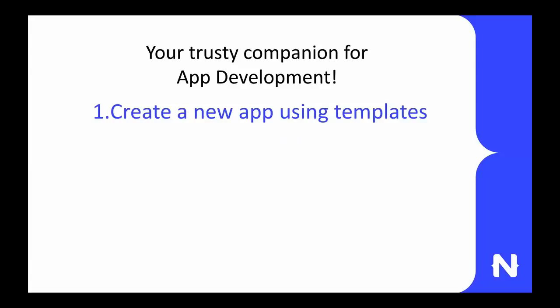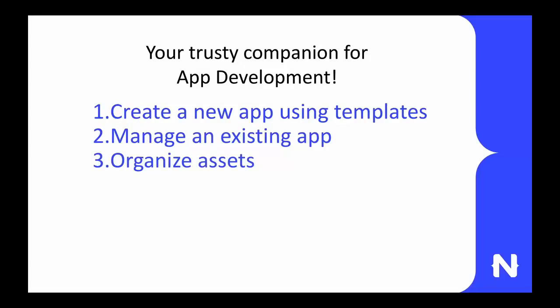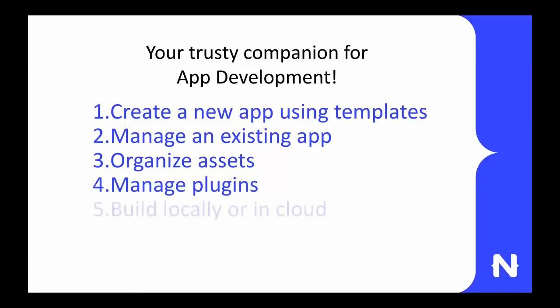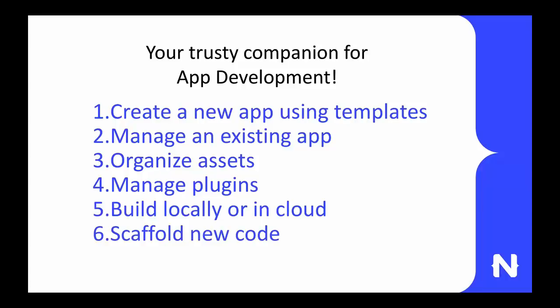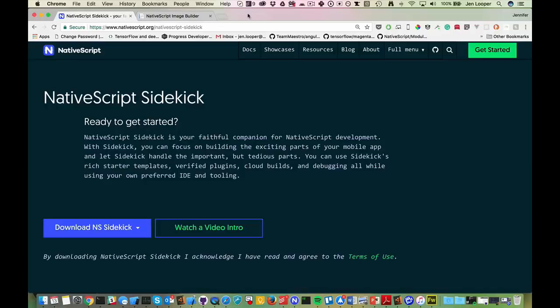So you can go ahead and use it to create a new app using templates that we offer. You can use it to manage an existing app. You can organize assets like the icons and all of the extra screens you need for delivery to the stores, manage your plugin integrations. You can build locally or in the cloud, extremely useful if you happen to not have the emulators that you need installed locally. And then you can go ahead and scaffold new code and publish to stores. So let's take a look at how all of that works.